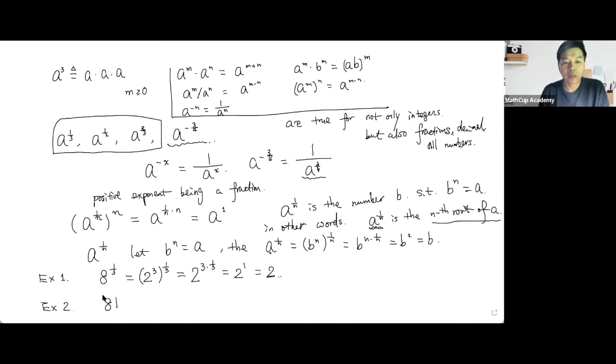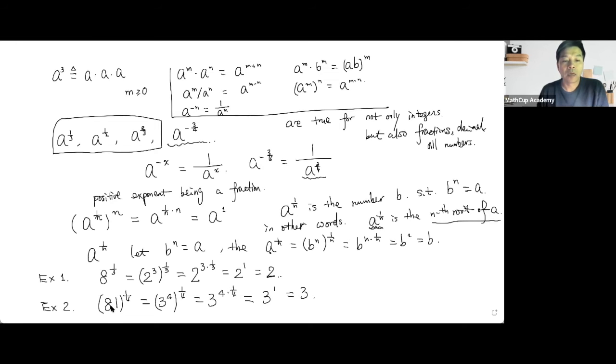81 to the power 1/4. This equals, realize 81 is 3 to the power 4. So this equals 3 to the power 4, to the 1/4. And this equals 3 to the power 4 times 1 over 4, because when it's raised to a power, the exponents multiply together. This equals 3 to the power 1, which equals 3.